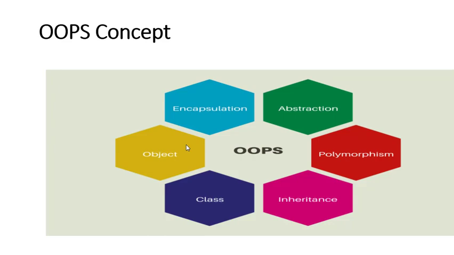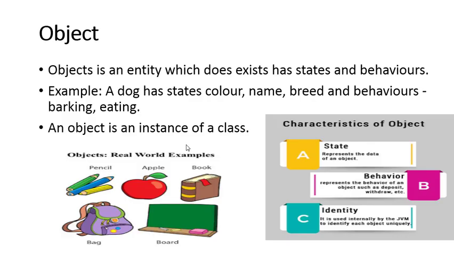We start with the object. An object is an entity which exists, with state and behavior. For example, a dog has state: color, name, breed. And behavior: a dog barks and eats. Any entity which exists, meaning in software terminology it occupies some memory, with state and behavior, is called an object.